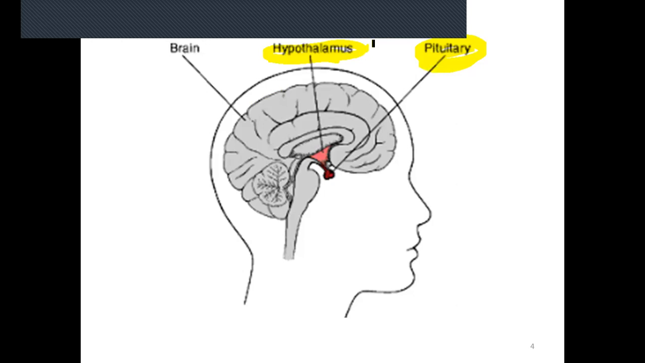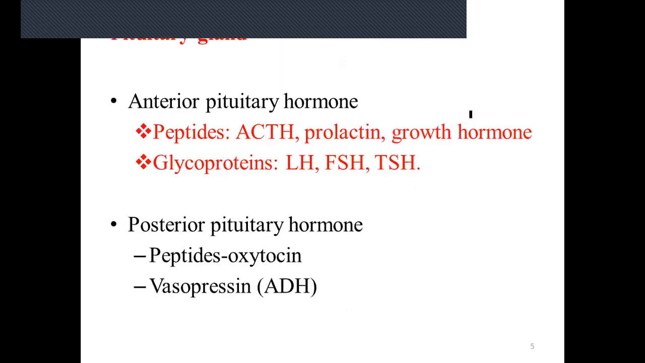So we can say the hypothalamus is the dean, the pituitary is the chair of the department. Then the glands will be maybe the faculty members. Yes, and finally the individuals will be the students. So this is how regulation is carried out in the body system. The pituitary is a very tiny gland.